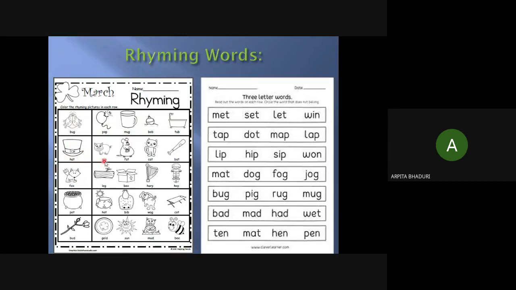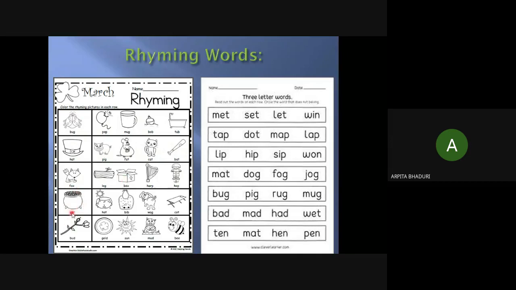Now next is hat. We are having pig, fat, cat and bat, which are matching. I think fat, cat and bat. Yes, these three pictures you have to color. This next one is fox. With that, which will match? Log, box, harp, hop. What will match? Box will match with fox. Yes. So you will color the box.